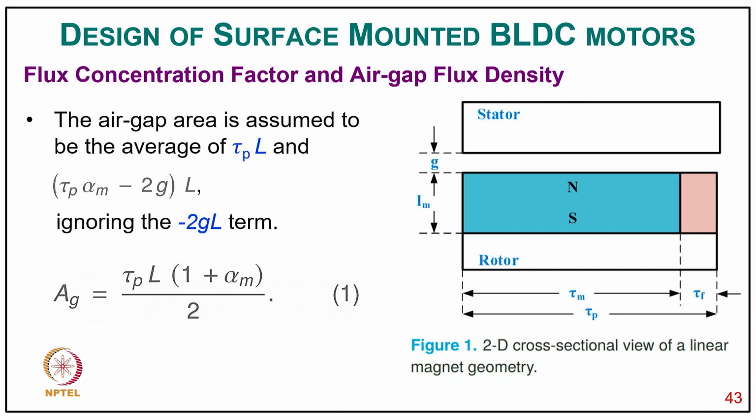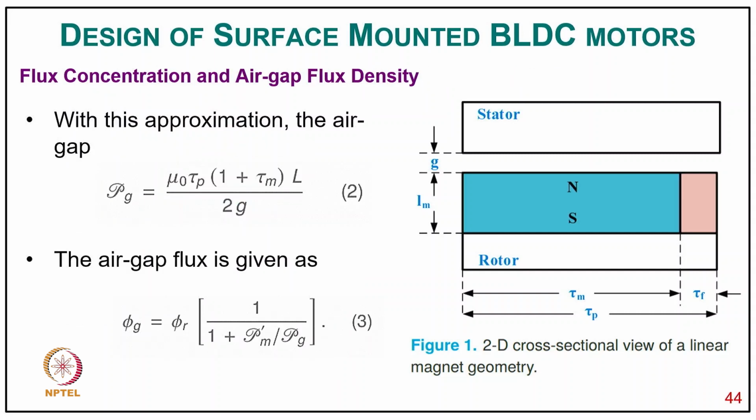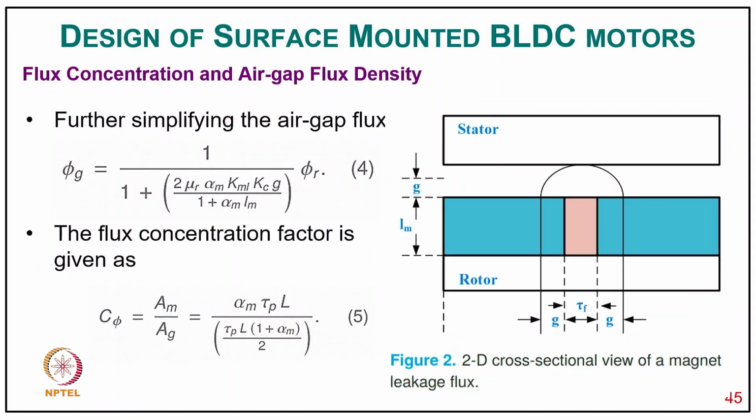So the air gap area is assumed to be the average of tau p into L, that is tau p into alpha m minus 2g into L, and ignoring the minus 2g into L term, Ag comes to tau p L in bracket 1 plus alpha m divided by 2. With the approximation, the air gap permeance is rho g equal to mu 0 tau p in 1 plus tau m into L upon 2g, and the air gap flux is given by phi g equal to phi r into 1 upon 1 plus rho m dash upon rho g.